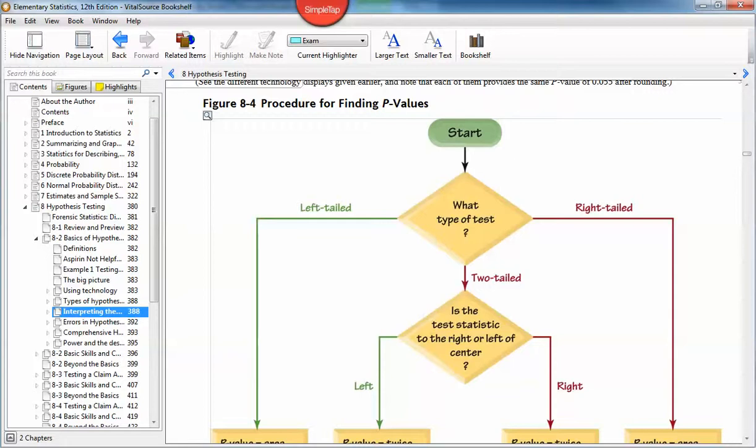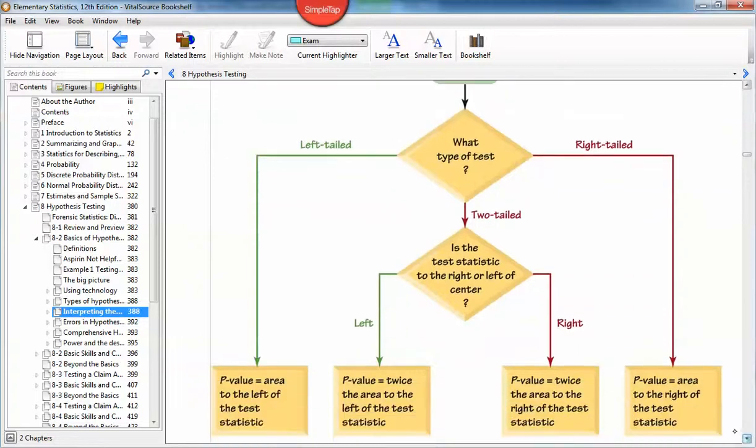Alright, and we do that by looking at the alternate hypothesis. If the alternate hypothesis has not equal to, then it's two-tailed. If it has less than, we're left-tailed. If it has greater than, we're right-tailed. Alright, so let's say that it was two-tailed. Then, is the test statistic to the left or to the right of the center?